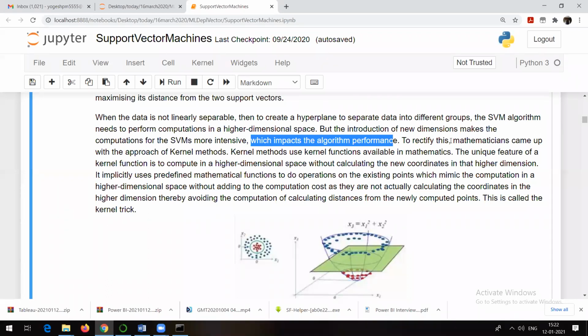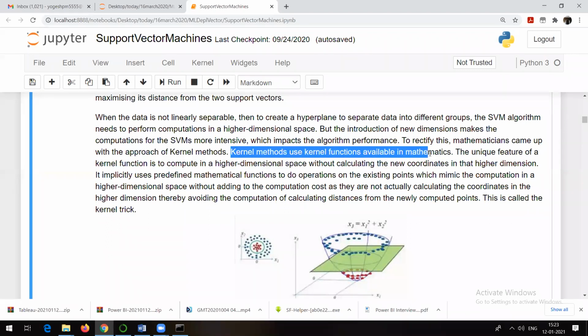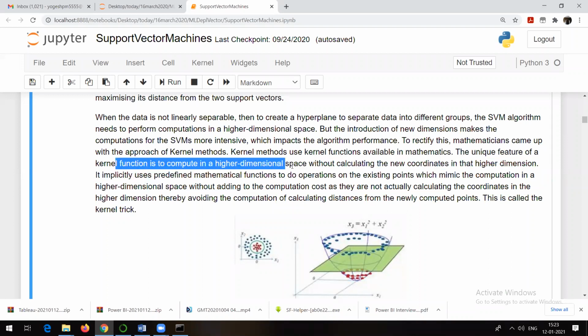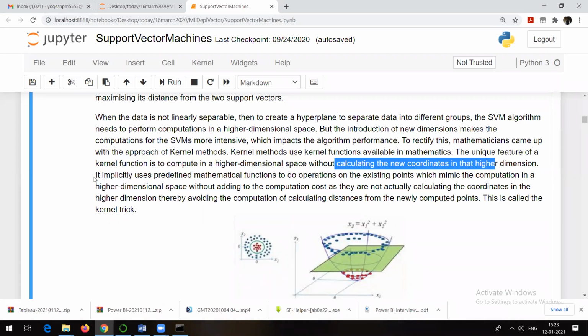So to rectify this, mathematicians came up with the approach of kernel methods. That is nothing but the kernel trick, which I was talking about. So kernel methods use kernel functions available in mathematics. That is radial basis function, sigmoid function, hyperbolic tangent function, polynomial function, right? Linear function, and so on. So the unique feature of a kernel function is to compute in a higher dimensional space without calculating new coordinates in higher dimensions. That is, without adding new columns, new features.